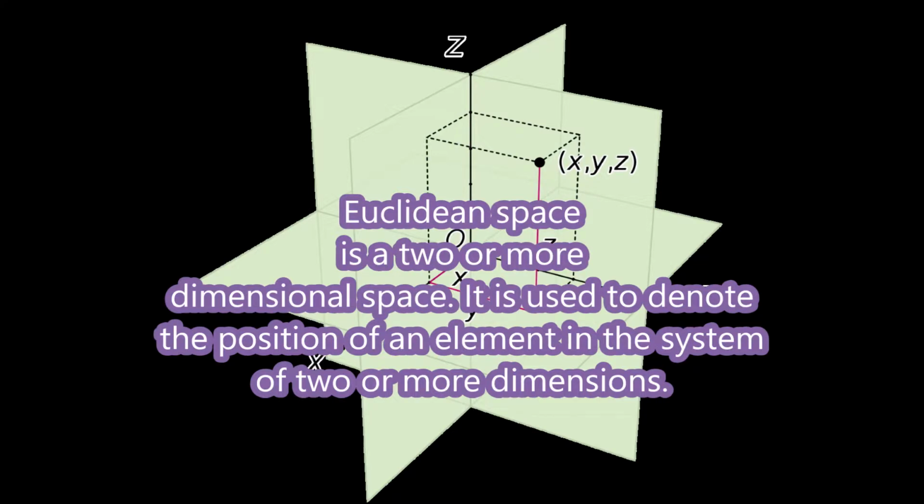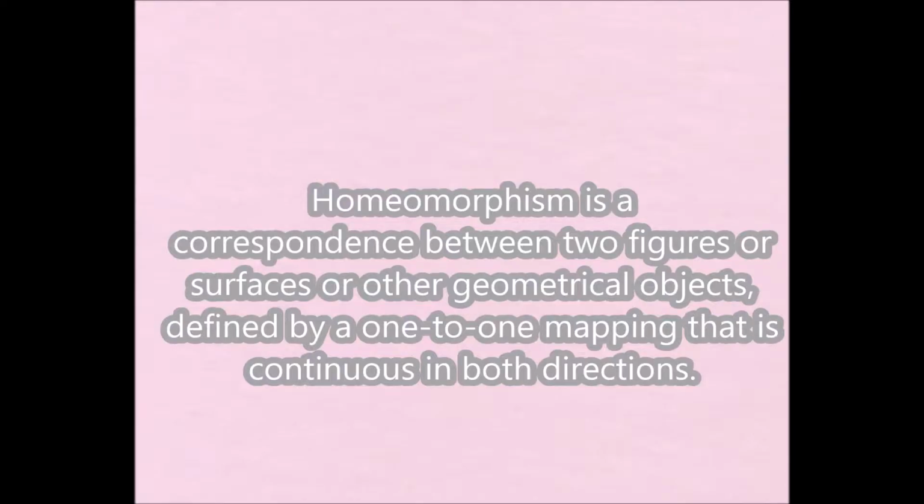Now, let's start off with Euclidean space. Euclidean space is a two or more dimensional space. It is used to denote the position of an element in the system of two or more dimensions. Let's also define homeomorphism. It is the correspondence between two figures or surfaces or other geometrical objects, defined by a one-to-one mapping that is continuous in both directions.